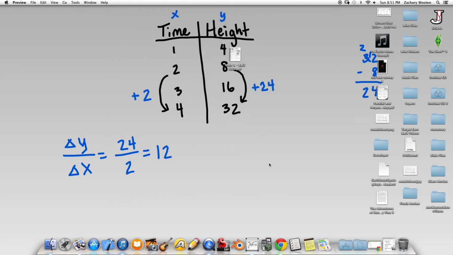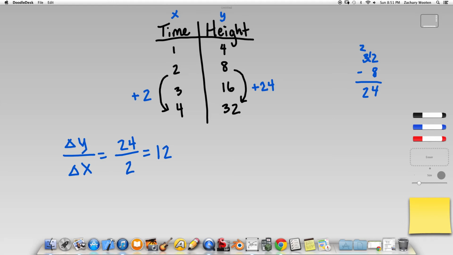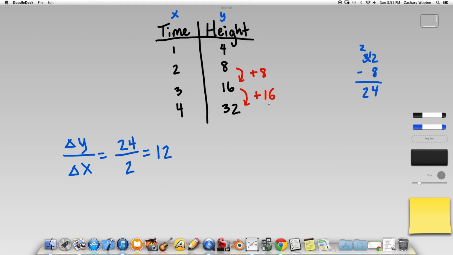Now, if you wanted to do it a little bit different way, what we could have done was to look at the change that's happening each individual second, and then go back and average those individual rates of change together. So for instance, from 8 to 16, that's a change of 8, and then from 16 to 32, well, that's a change of 16. Okay, and then again, this is what's happening every time we go up 1 second.